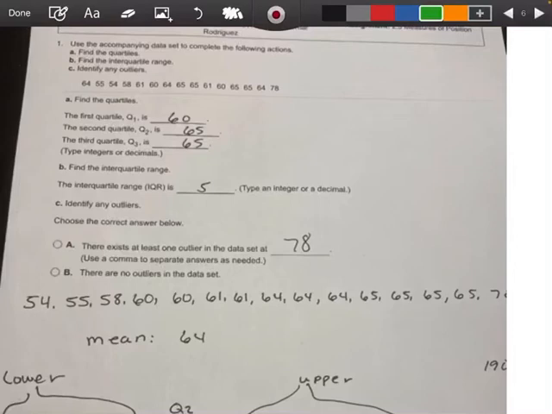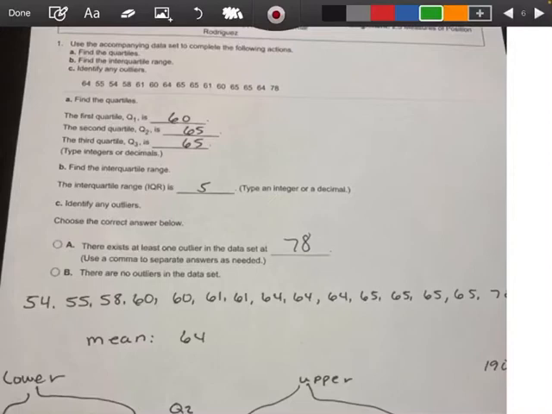All right, so guys, this is number one from 2.5, and it says use the accompanying data set to complete the following actions. We're going to find the quartiles, find the interquartile range, and then find any outliers. So, okay, a couple of ways you can do this.